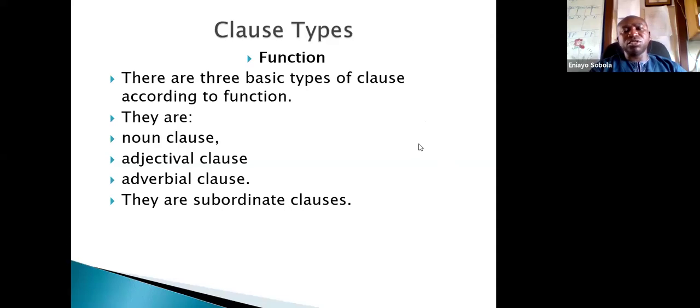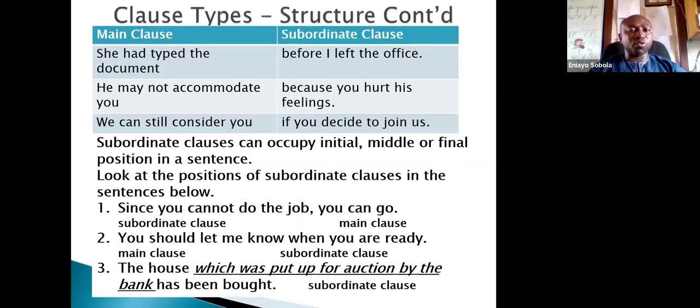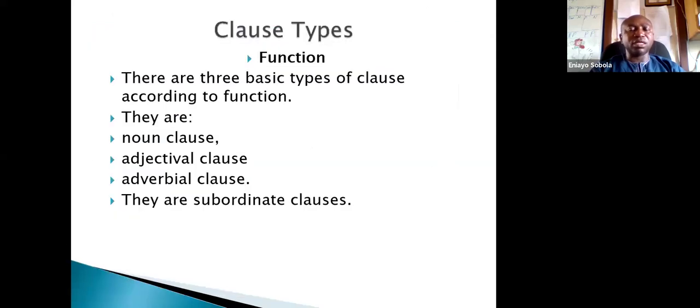So this afternoon, we continue with clause. In our previous slide, we discussed clause as a meaningful group of words, which is a unit of grammar. And we explained what a main clause is and what a subordinate clause is. But we are looking at types of clause according to functions. And generally, all the clauses in this section belong to subordinate clause.